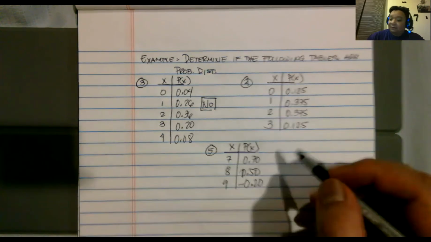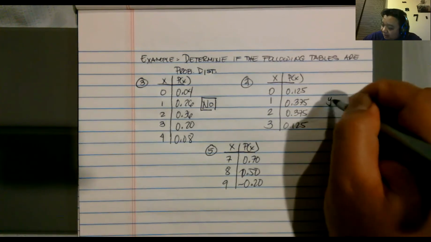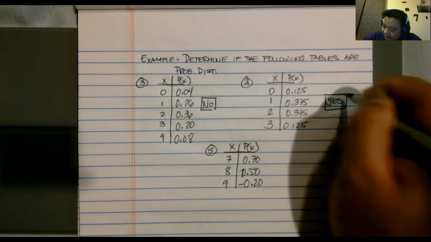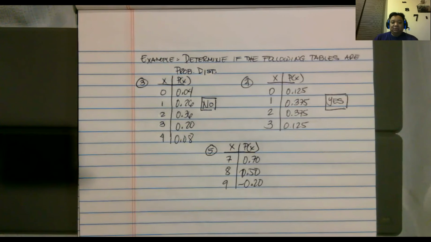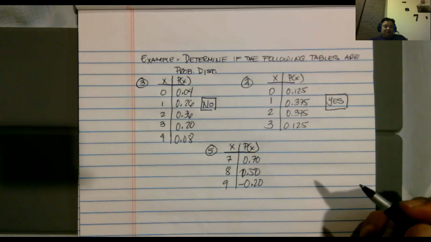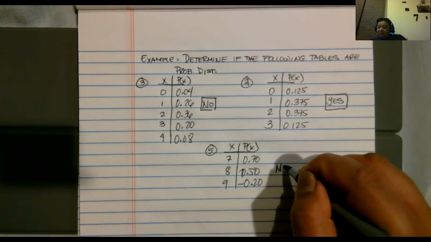How about number 4? So number 4 is a yes, right? So it is a probability distribution, right? So that is a valid probability distribution. Okay, and then last, number 5. So some say no, some say yes. So the answer is no on this one, right? So no on number 5.